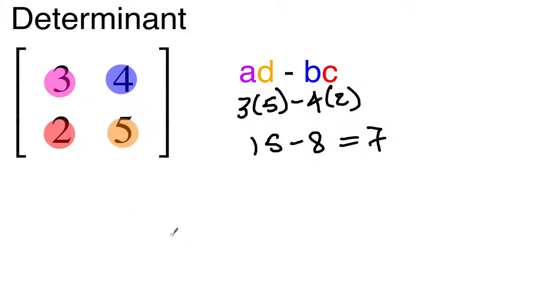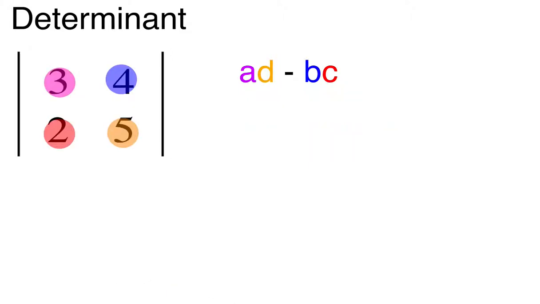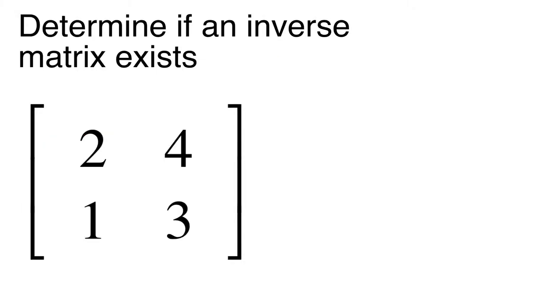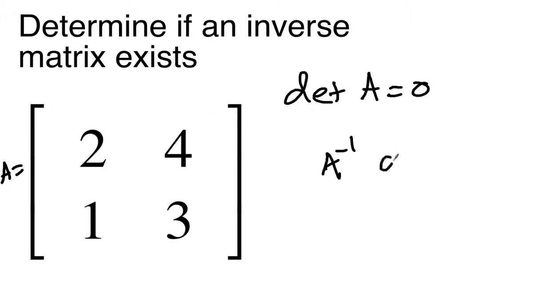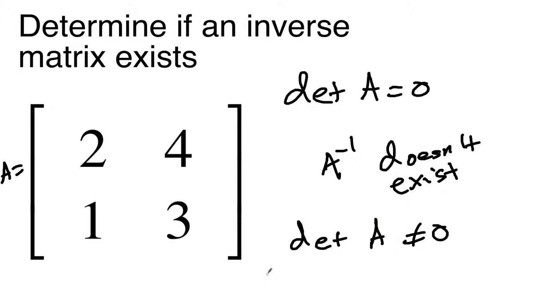Now you might be asking, what is a determinant and what do we use it for? We use it for a lot of things, but one of the things is to find the inverse of a matrix. That's the most useful thing that we can use it for. So if the determinant of a matrix, we'll call this matrix A, is equal to 0, then there is no A inverse. A inverse doesn't exist. Okay? But if the determinant of A is not equal to 0, if it's anything else, then the inverse does exist.